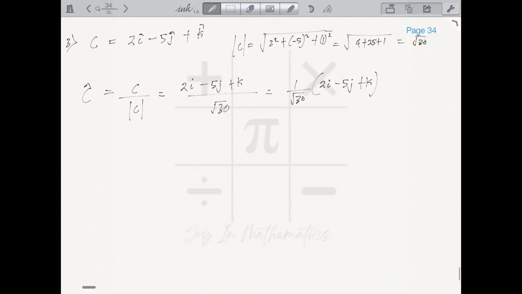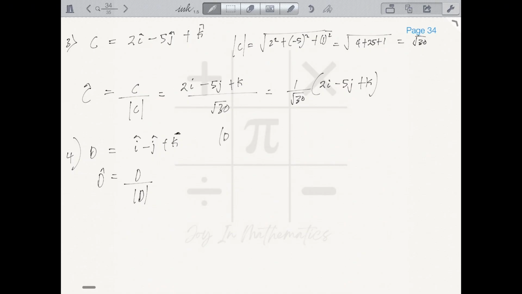Let's take another example on unit vector of a 3-dimensional vector. Let's call this vector D. Now vector D is equal to i minus j plus k, and we are asked to evaluate the unit vector of D, which is equal to the vector itself divided by the modulus of the vector.